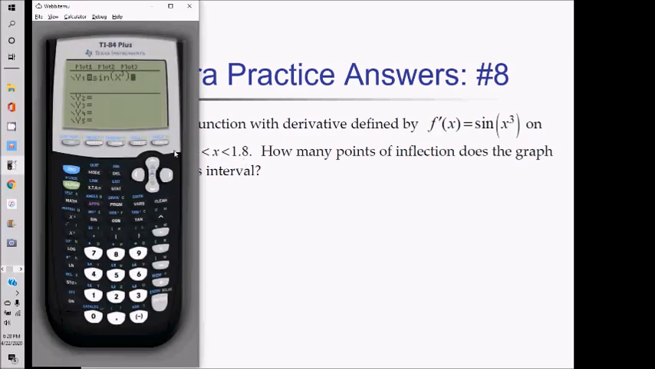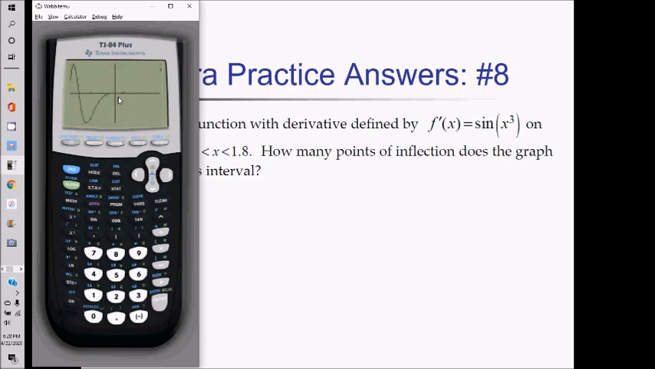So I'm here on my graph. I've entered f prime as my y1, and now I'm going to go to window, and I'm going to go from negative 1.8 to positive 1.8, because that's the only window I care about on this problem. And then we go, let's see here, zoom 0. There we go. Let's see what this looks like.